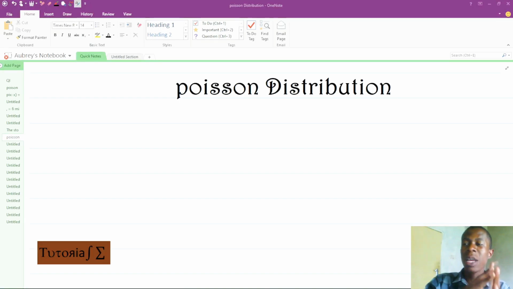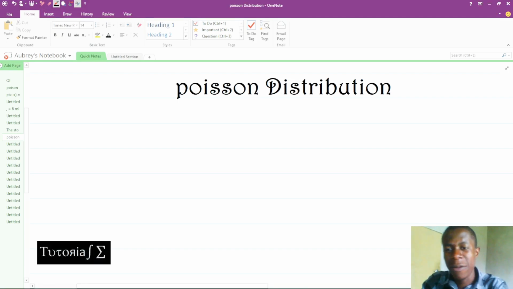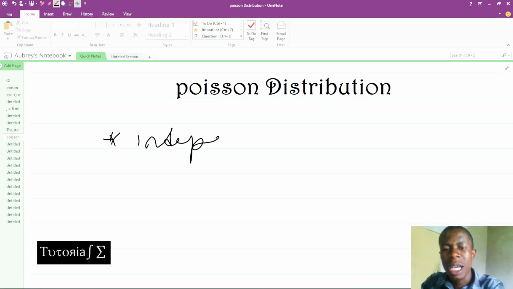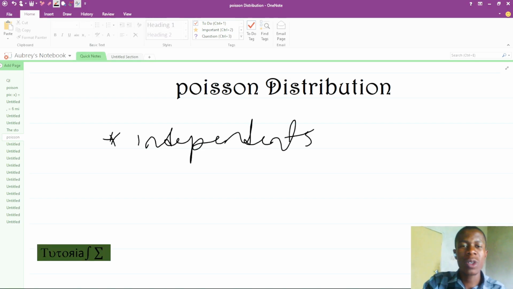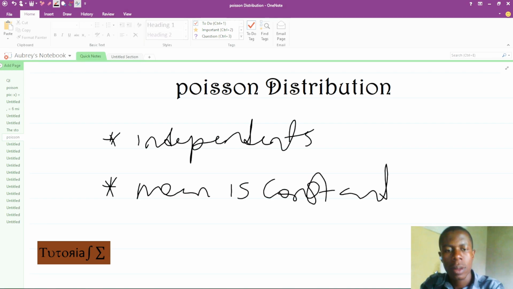The other thing that we need to consider is to make sure that the events we're talking about, the events that are happening in a certain framework, are independent. Those are the conditions for working out the Poisson distribution. Events need to be independent. Then we're assuming that the mean is constant.